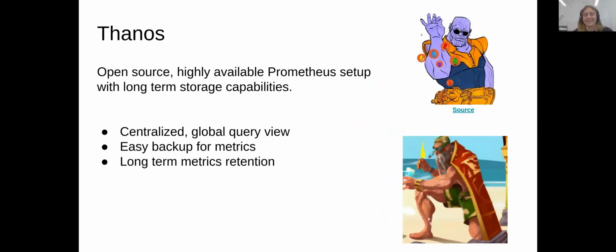Then we have Thanos. Thanos is an open source project that allows us to centralize our Prometheus. Why do we need this? Because we have many clusters and we want to monitor them in a somewhat centralized way. It gives you a single global query view where you can type your search query and it will give you answers from all the clusters. It's also very easy to set metrics retention and back up your metrics in a bucket. In the corner here, you can see Thanos, of course, and you can see Prometheus in the bottom corner.